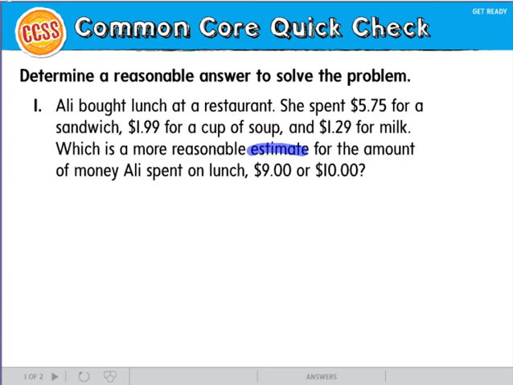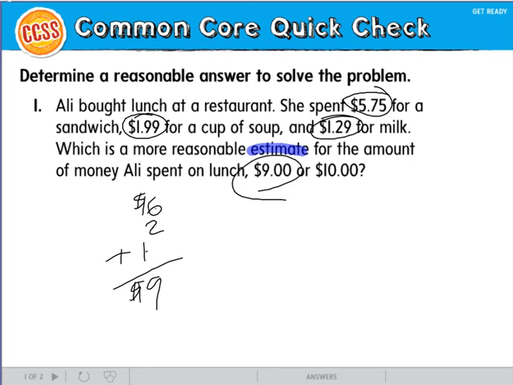No. Okay. So we have to round and then solve. So we're going to look at all these numbers and we're going to round them. So our first number we're going to look at is $5.75. That's going to round to what? $6. Then $1.99, which rounds to $2. Then $1.29, which will round to $1. We're going to add that together. 6 plus 2 is 8, plus 1 is 9. So our answer is $9. Okay. That's as difficult as your homework gets.